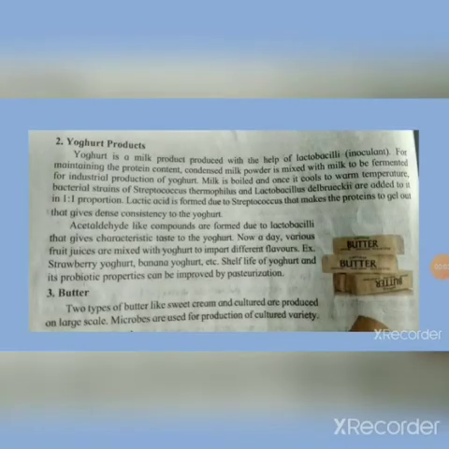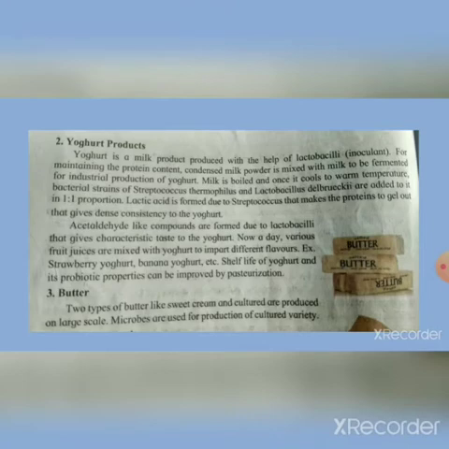Yogurt. Yogurt is a milk product produced with the help of Lactobacilli inoculant for maintaining the protein contained. Condensed milk powder is mixed with the milk to be fermented for industrial production of yogurt. Milk is boiled and once it cools to warm temperature, bacterial strains of Streptococcus thermophilus and Lactobacillus delbrueckii are added to it in 1:1 proportion. Lactic acid is formed due to Streptococcus that makes the protein gel out, giving dense consistency to the yogurt. Acetaldehyde-like compounds are formed due to lactobacilli that give characteristic taste to the yogurt.